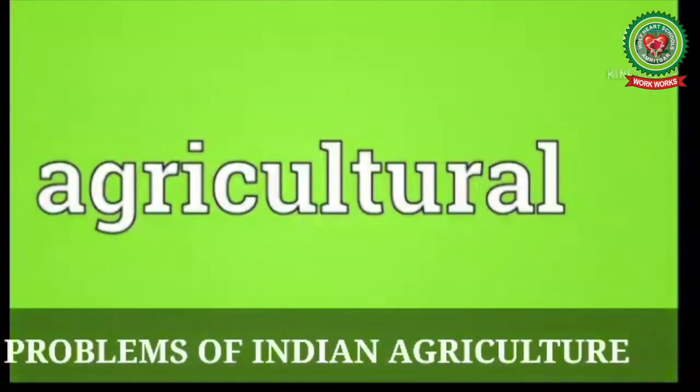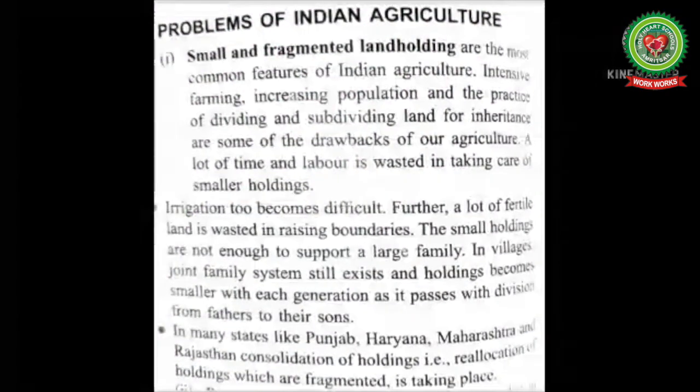Now, next topic is problems of Indian agriculture. Students, the agriculture sector in India is facing many problems. Some of the problems are due to natural factors, while many others are due to human activities. Let's start with the reading and explanation side by side. Take out your page number 206, Problems of Indian Agriculture. Number one is small and fragmented land holdings.